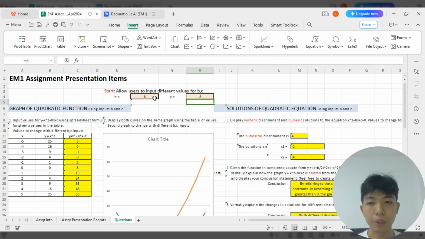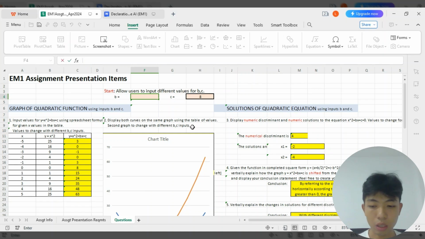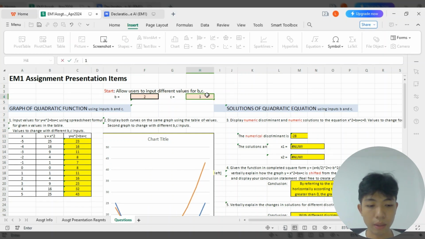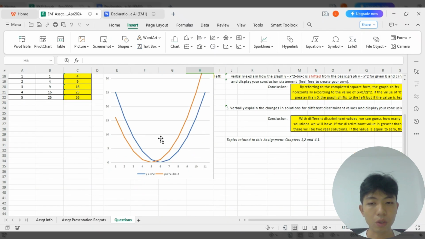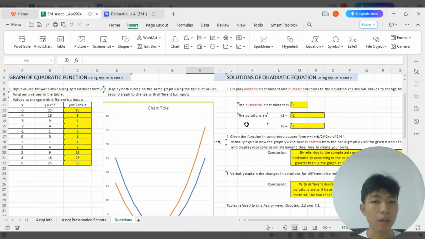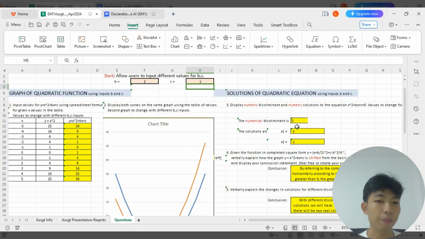And I'm going to change the value of b to 2, and the value of c to 1. And here we can take a look at the table again. The values inside the table change, and also the graph shifts differently compared to the last problem. Here we get a discriminant value of 0. That's why we only have one real solution for this problem, which is minus 1.